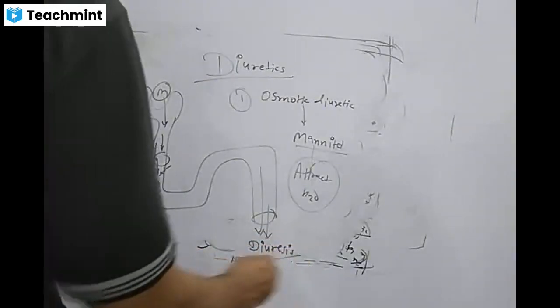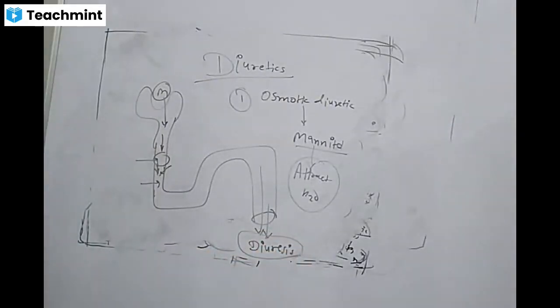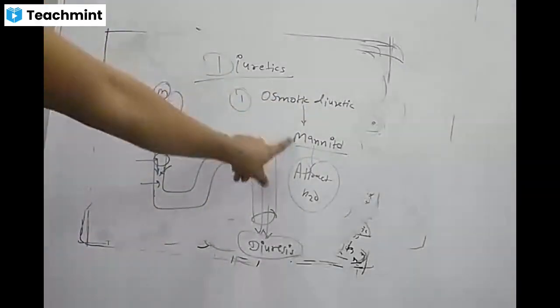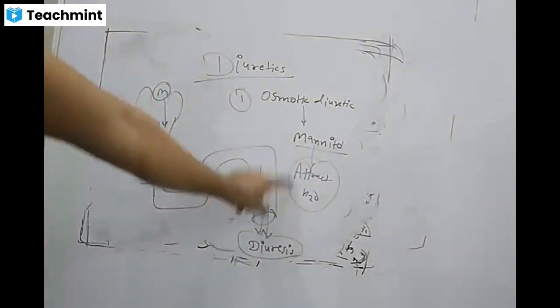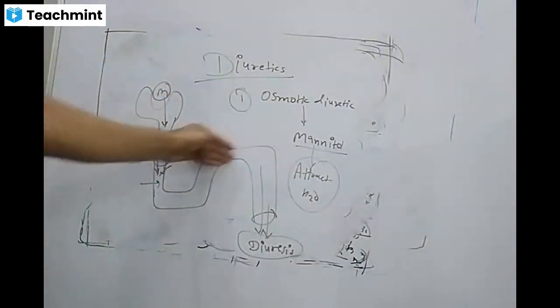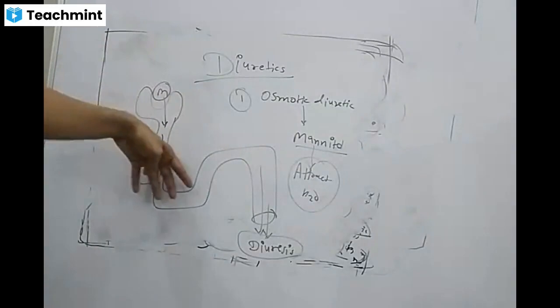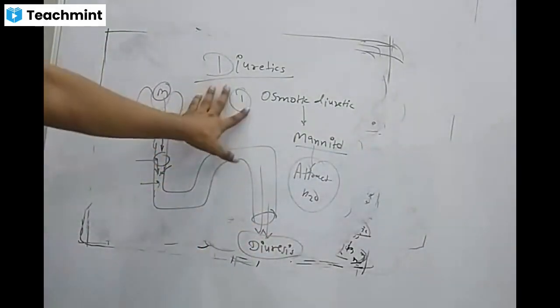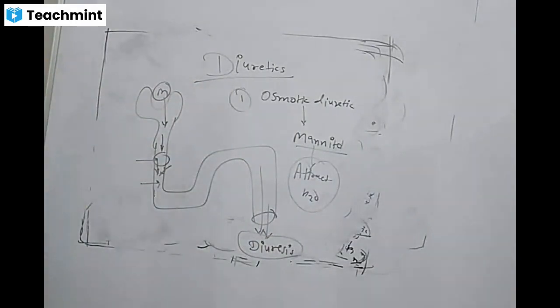Diuresis. So for diuretics, the first category is osmotic diuretics. Mannitol. Mannitol's function is to attract water. If it is filtered into the lumen, it will attract water and cause diuresis. This is the simple mechanism of mannitol.